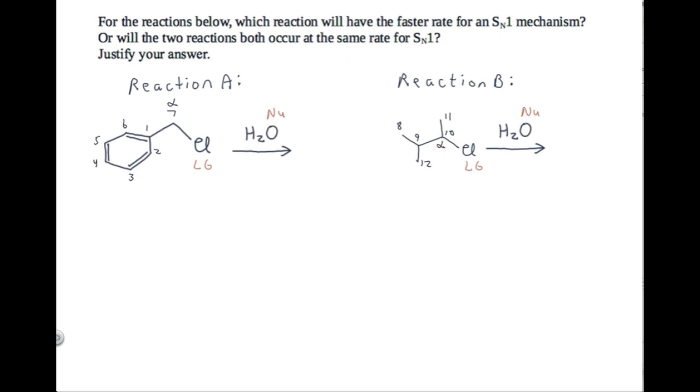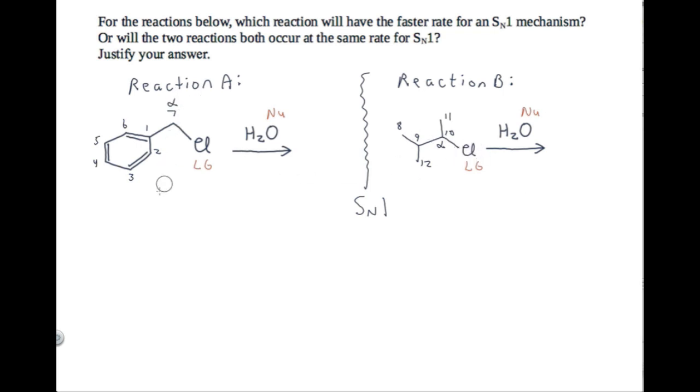We need to identify the mechanism, but we're not going to use the table. Instead, the problem tells us that this mechanism is an SN1 mechanism. Now we look for a difference between these two reactions. Well, they have the same nucleophile and the same leaving group, so let's compare the alpha carbons.